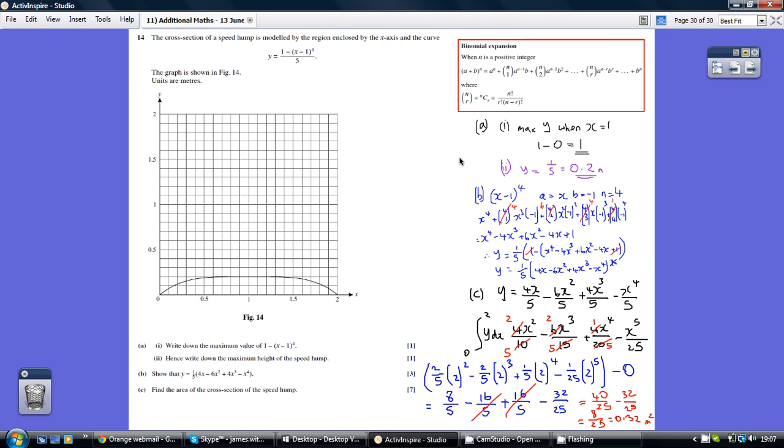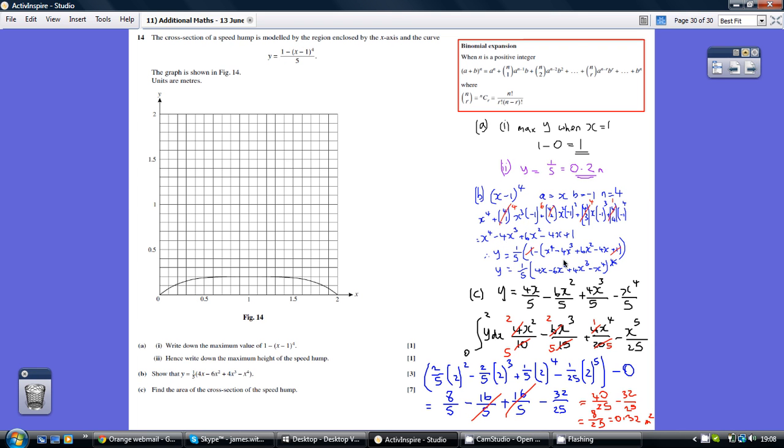Part 2. Now for part B, I've kicked off by doing the binomial expansion of (x minus 1) to the power of 4. Just substituting straight into the given formula, we get this for (x minus 1) to the power of 4. So substituting that into the function of y, we get y being this. Rather than dividing by 5, I've put it over a fifth. And so it's 1 minus this, minus this, minus this, minus this, minus this.